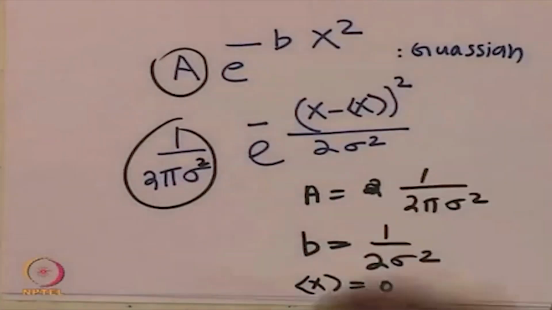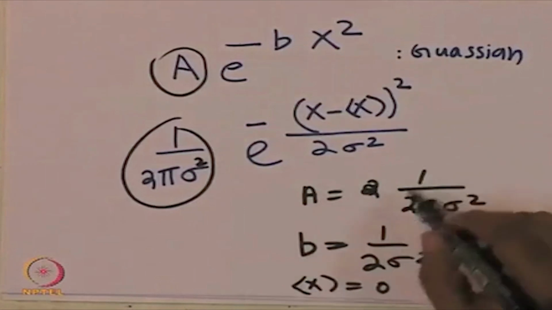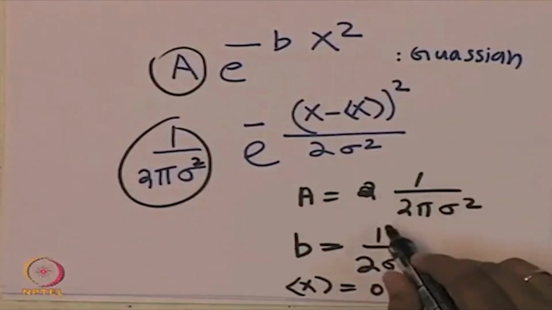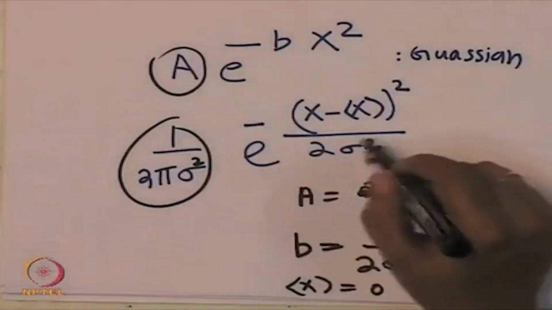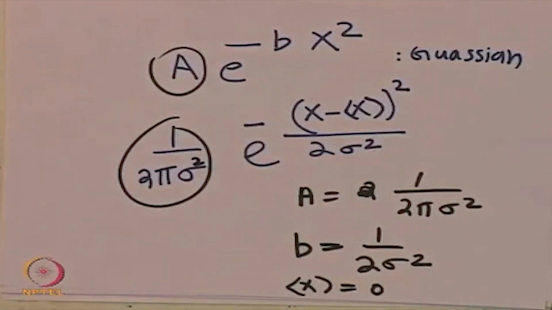Now, x average can be anything, but a is always 1 over 2 pi sigma square, and b is 1 over 2 sigma square. So, how is sigma coming here? Why is it suddenly sigma coming here? Why this particular form for a and b? We will understand this in this lecture.